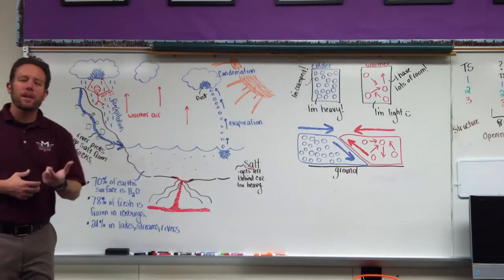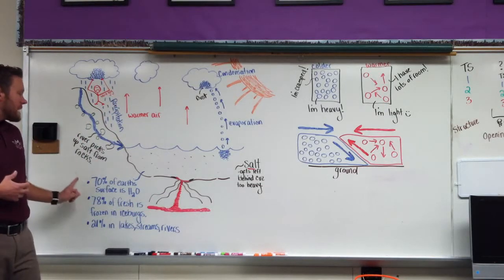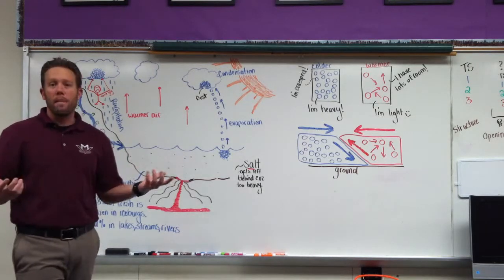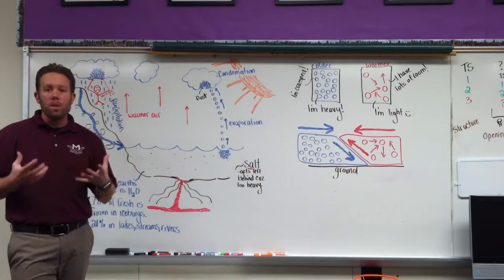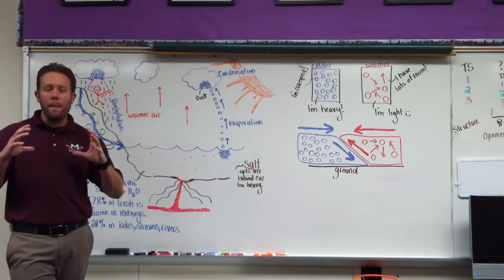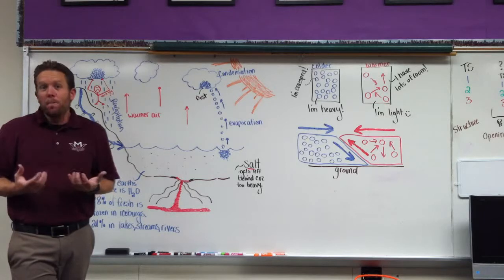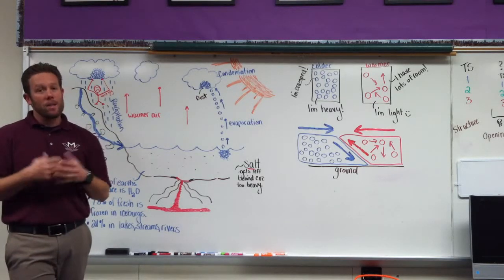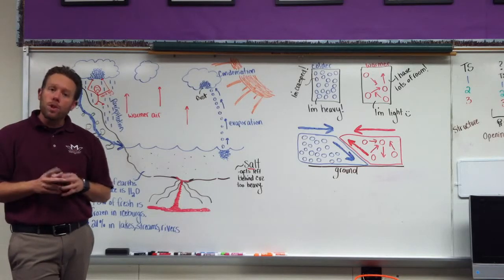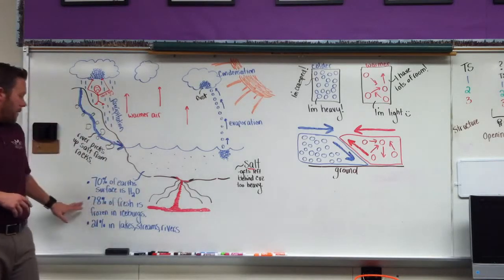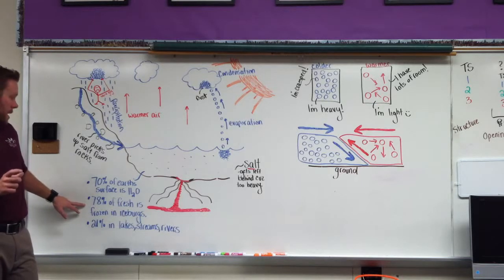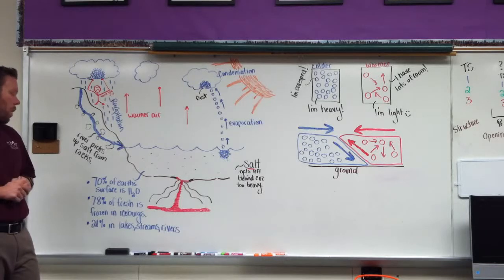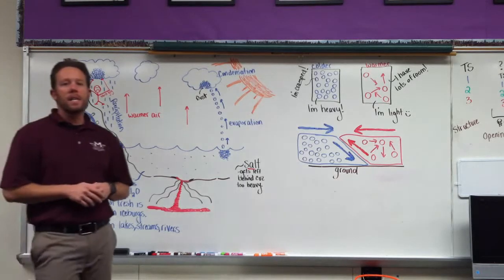Here are some facts that you're going to want to know. 70% of the Earth's surface is H2O. If you were to look at a map, you see that most of the globe looks blue, filled with oceans, lakes, rivers, and that sort of thing. Most of it is the oceans. But we also have quite a bit of water in icebergs. So 78% of fresh water is frozen in icebergs.